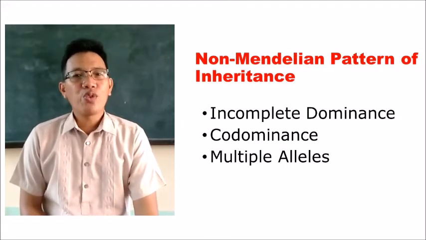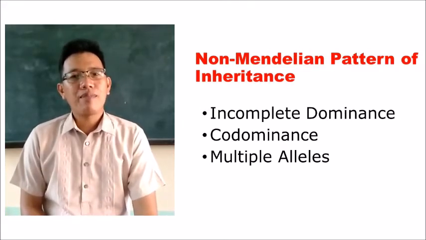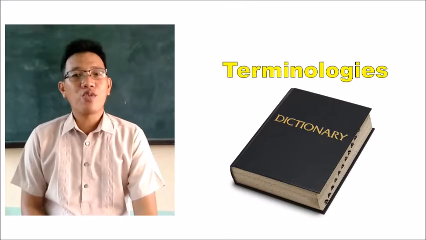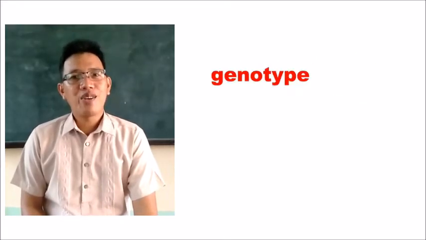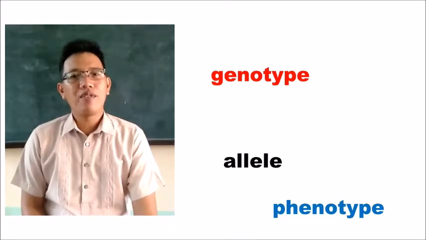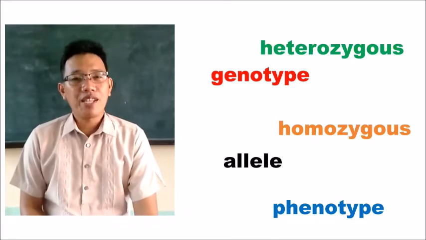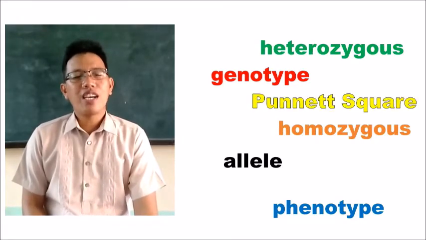Before we proceed to these topics, I will be presenting to you the terms which you will be encountering for the duration of these learning activity sheets for week 3. Number 1 is genotype, another one is phenotype, we have allele, we also have homozygous, heterozygous, and lastly, the Punnett square.